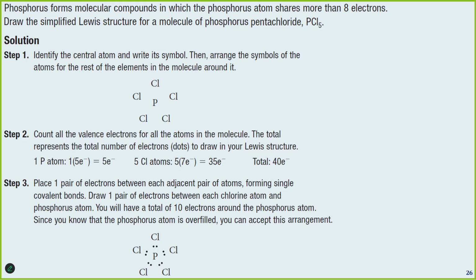And in the next step, we place one pair of electrons between each adjacent pair of items, forming single covalent bonds. Draw one pair of electrons between each chlorine item and phosphorus item. We will have a total of 10 electrons around the phosphorus atom. Since we know that the phosphorus atom can be overfilled, we can accept this arrangement, right?